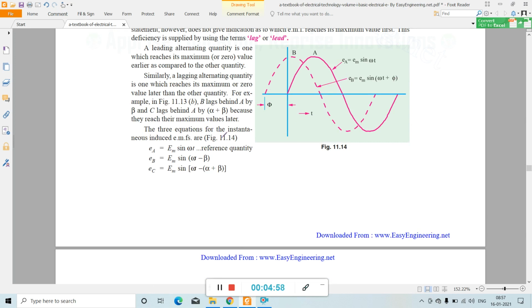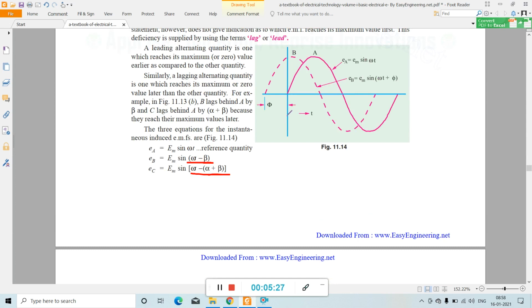See, for the waveform of A, the induced EMF equation is EA equals EM sin omega t. We will take it as the reference quantity. Then EB is lagging by an angle beta, so EB equals EM sin (omega t minus beta). For lagging, a negative sign is used. Similarly, EC equals EM sin (omega t minus (alpha plus beta)). Clear?